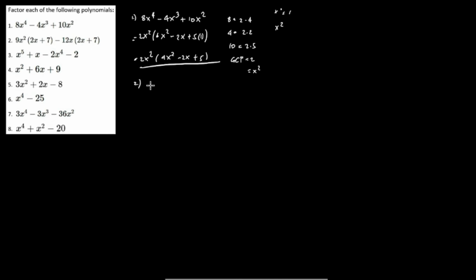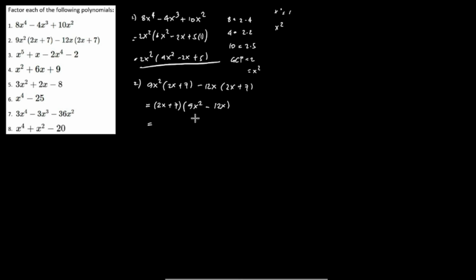Number 2, 9x squared times 2x plus 7 minus 12x times 2x plus 7. We have two terms, 9x squared times 2x plus 7, and another is 12x times 2x plus 7. And we have like terms, that's 2x plus 7, and another 2x plus 7. Factor out 2x plus 7, open close parenthesis, and 9x squared times 2x plus 7 divided by 2x plus 7, and the value is 9x squared. Copy the sign, negative, 12x times 2x plus 7, all over 2x plus 7, and the remaining value is 12x.